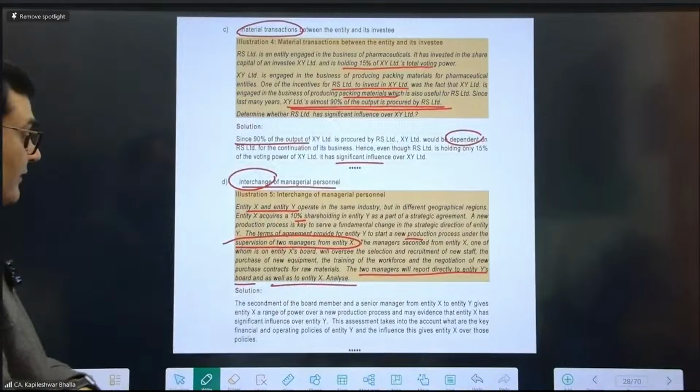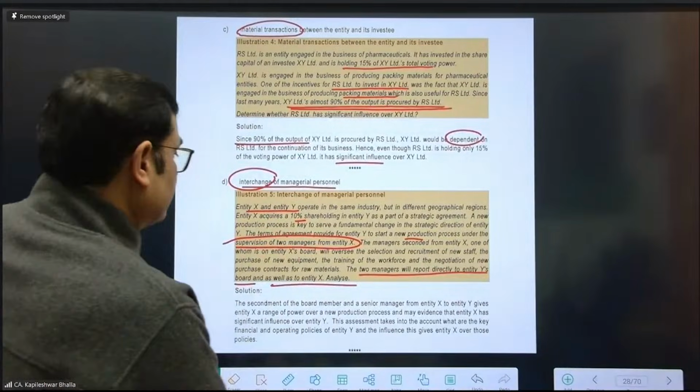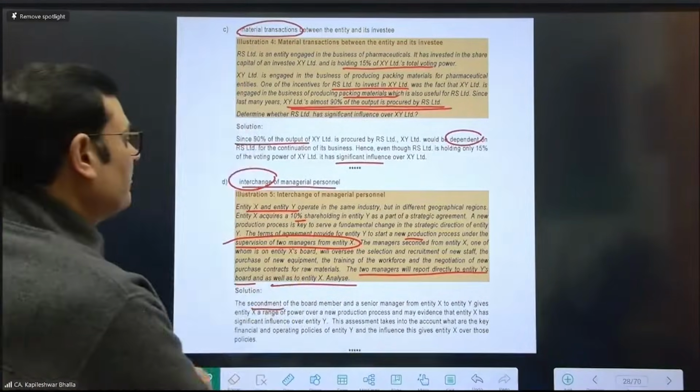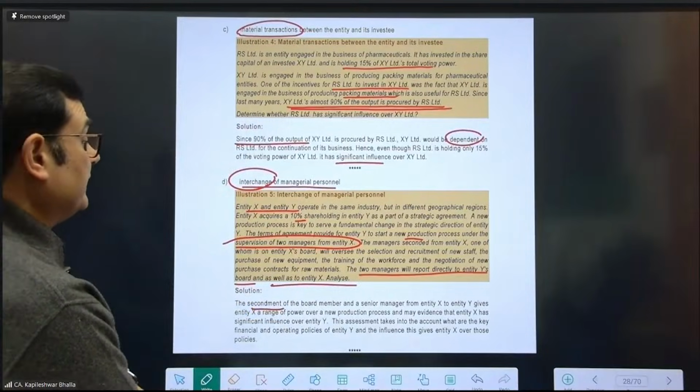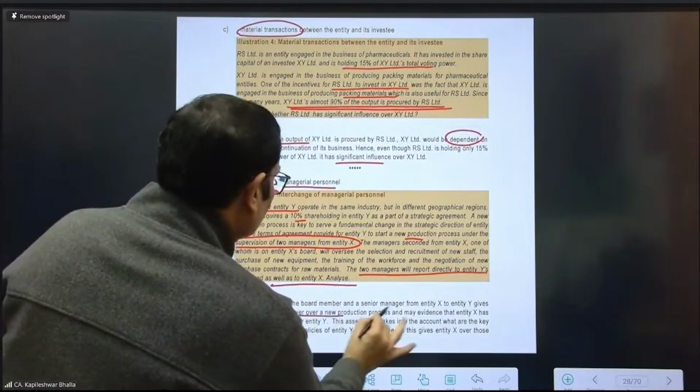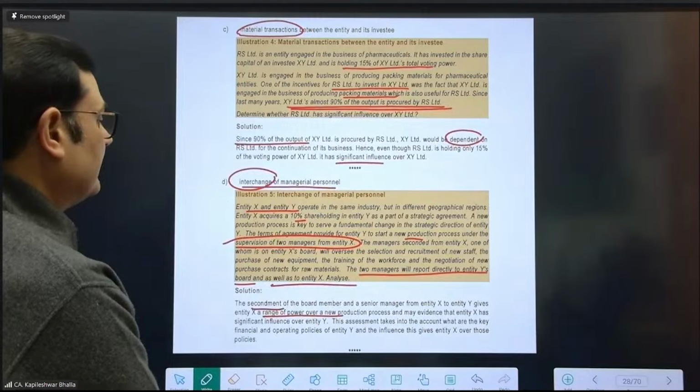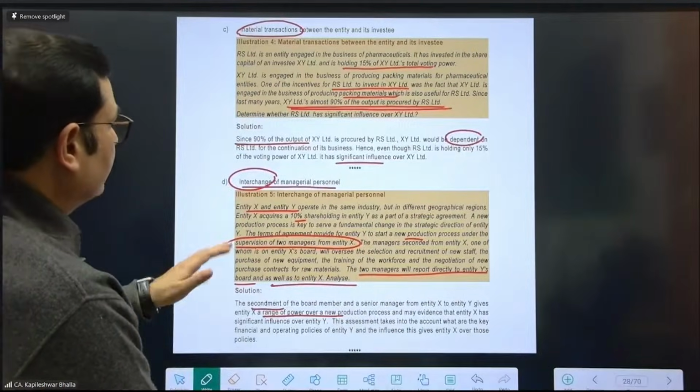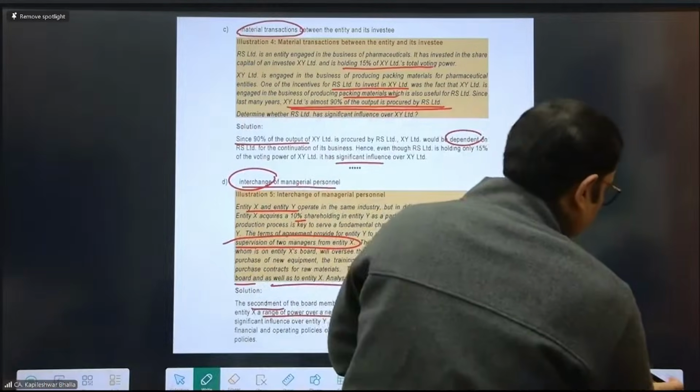Okay, then it says the secondment of the board member and the senior manager gives the entity a range of power over the new production process. And this assessment could indicate that yes, he could influence the company. Next.